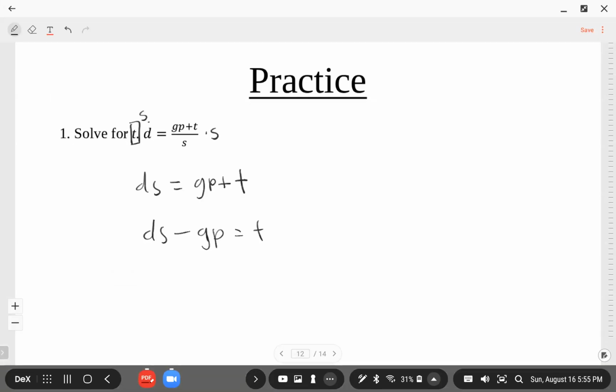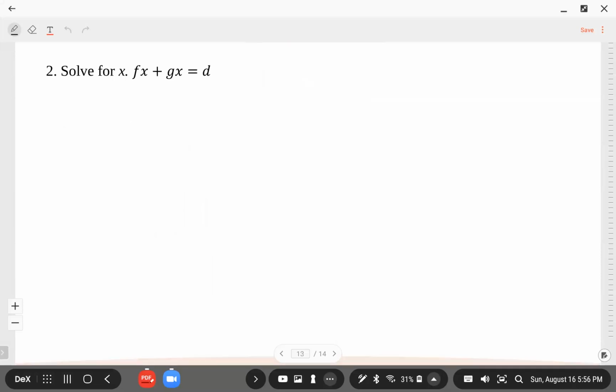Let's solve the next one. This one uses factoring. This one we're solving for x. So pay attention, we're not solving for d, f, or g. We're solving for x on this one. Please solve this one, and I'll give you a few moments. Then post your answer in the chat box.